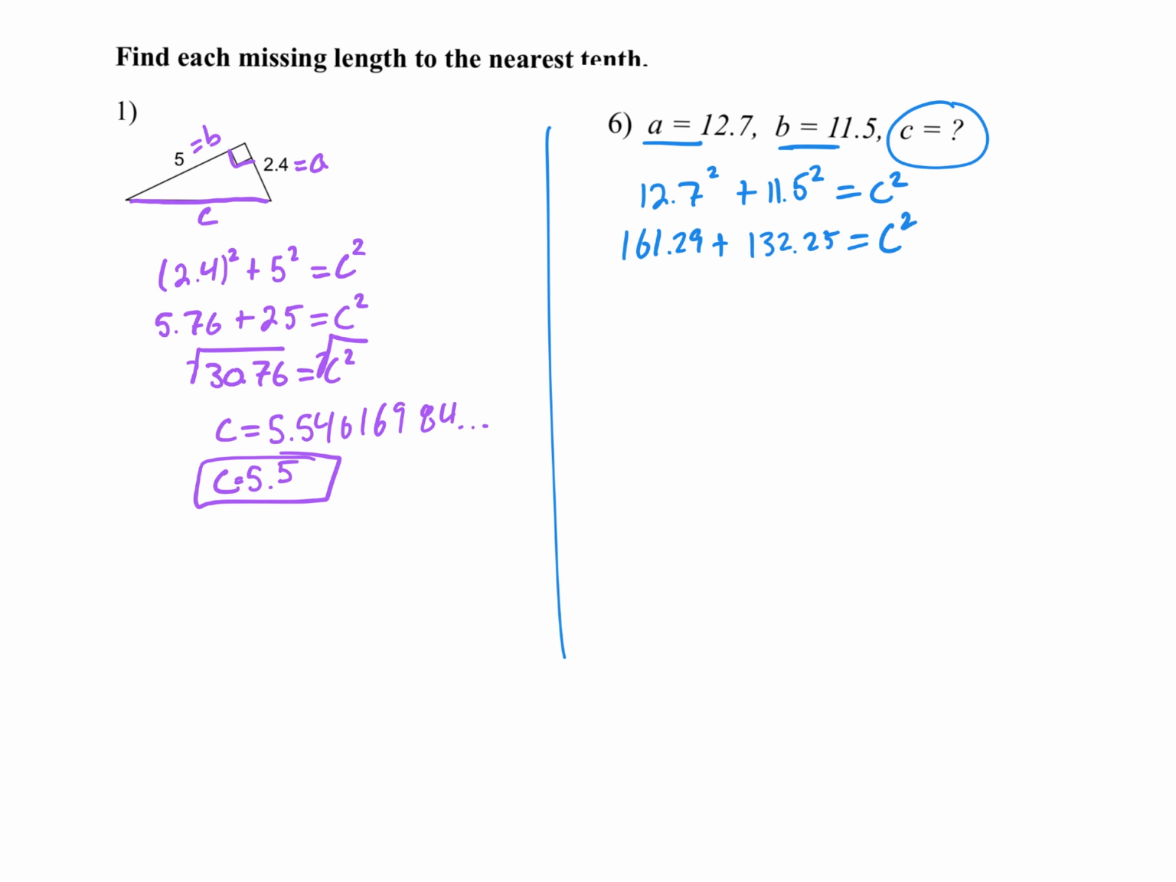Whenever I add those two together, I get 293.54 is equal to C squared. Again, to solve, I just want to take the square root. I'm just going to push the square root button on my calculator, and I get C is equal to 17.133009076049666, etc. But I'm just going to round to the nearest tenth. Since it's 0.13, it's going to round to 17.1.